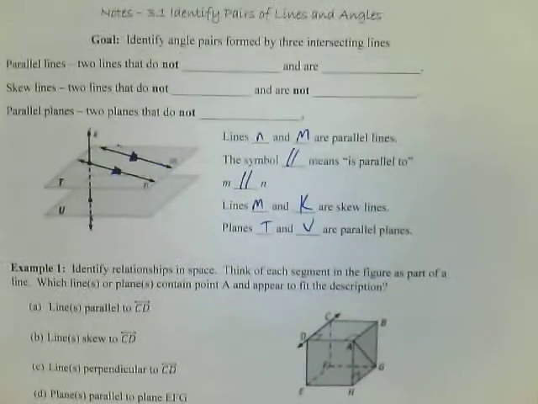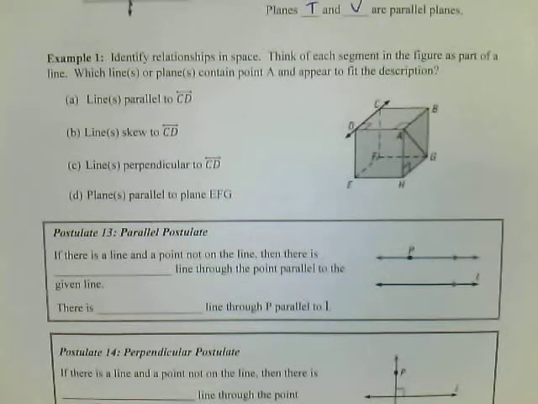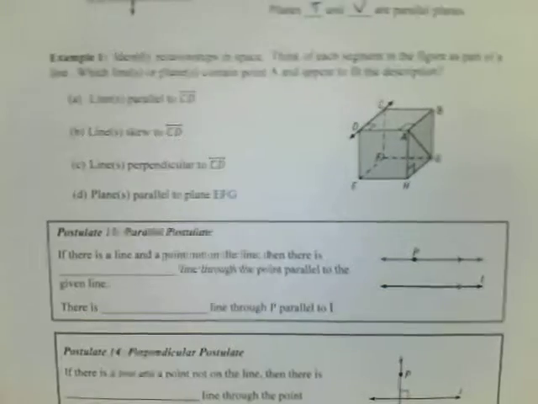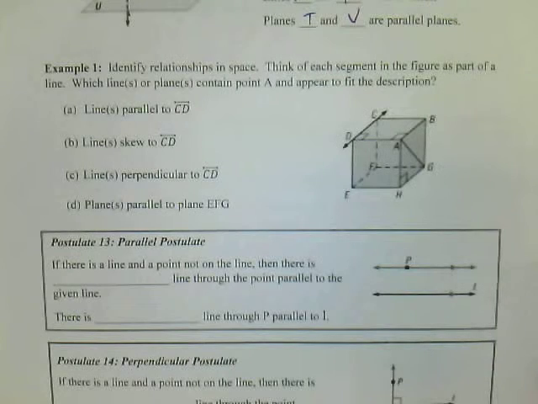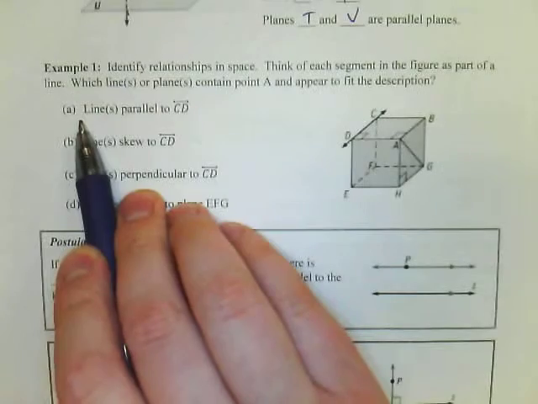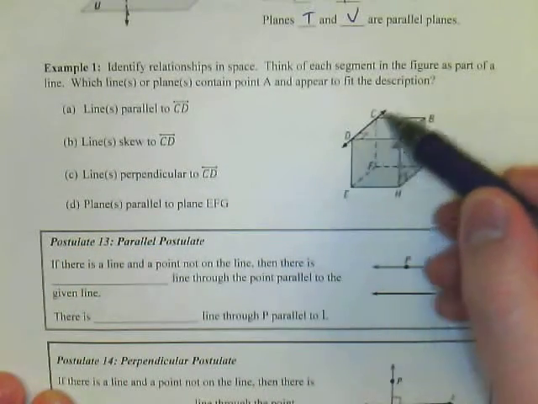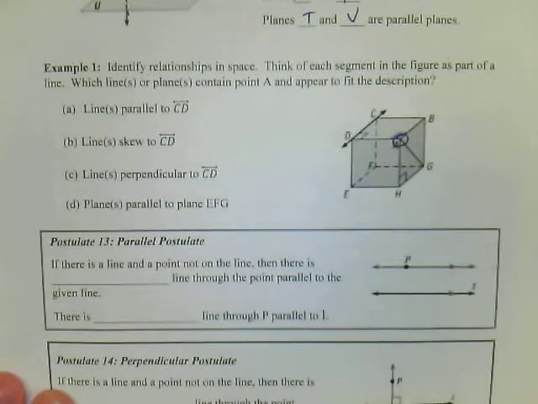All right, so let's look at this example one. We've got a picture of a box here, and we're going to look and see if we can find some different things in relation to point A. So it says, identify relationships in space. Think of each segment in the figure as a part of a line. Which line or planes contain point A and appear to fit the description? So let's say a line that contains point A and is parallel to CD. So CD is this line right here. We want one that contains this point right here, that's point A, and is parallel to DC.